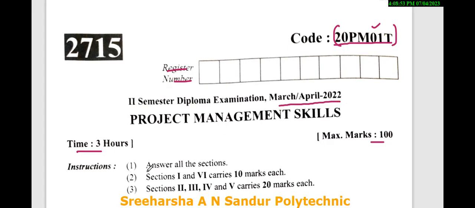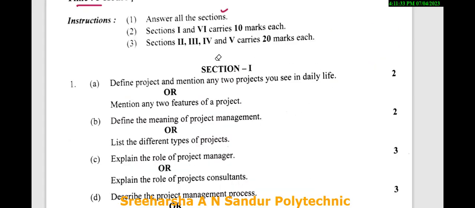The instructions are very clear here. You need to answer all the sections. Here, sections 1 and 6 carry 10 marks. These sections are for 10 marks. Sections 2, 3, 4 and 5 carry 20 marks each.